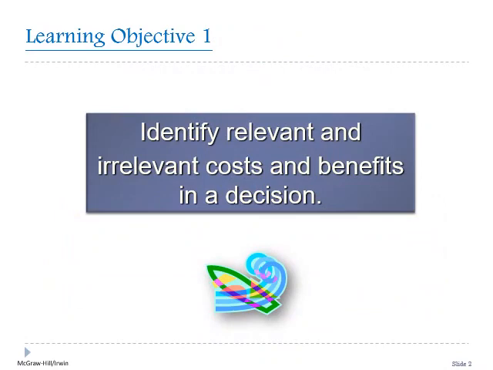As I have told you, at first we will learn some terms of costs, some cost concepts before we take the differential analysis. So learning objective number 1 is identify relevant and irrelevant cost and benefits in a decision. So we will know what is the relevant and irrelevant cost and what is the relevant and irrelevant benefits. So let's know them in the next slides.